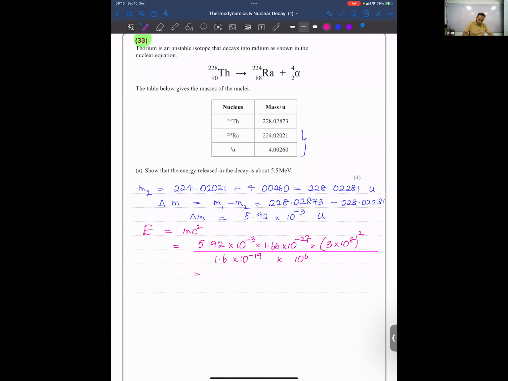5.5278 mega electron volt. Is that okay? Have you got this answer? Or 5.528 or 5.53?